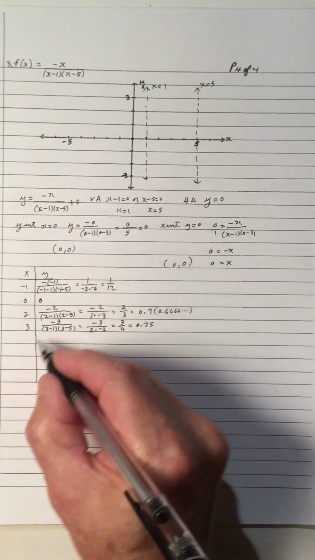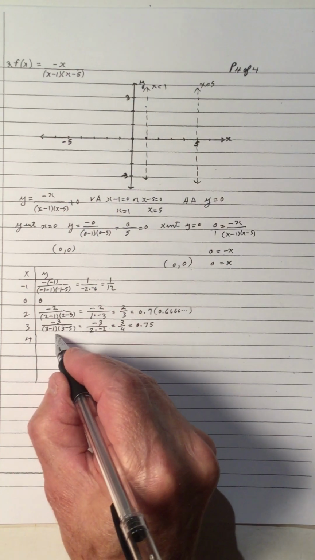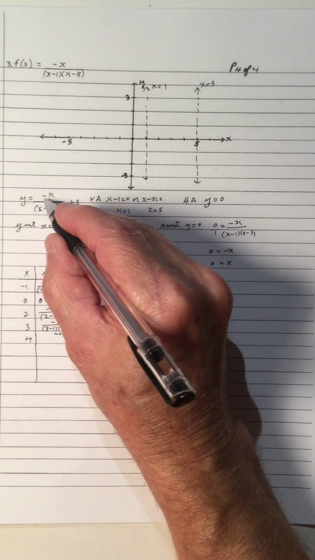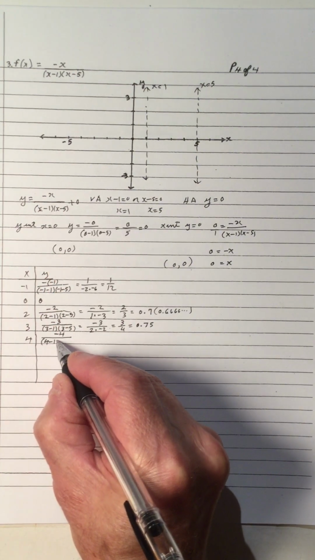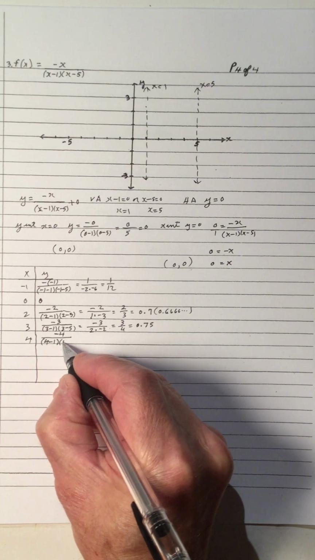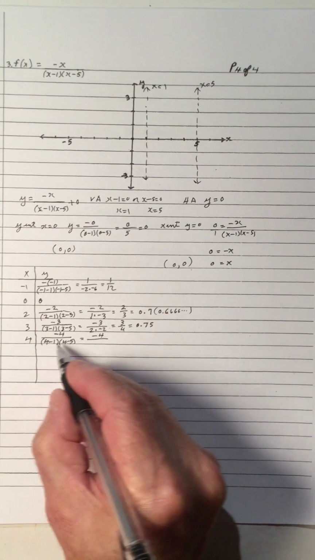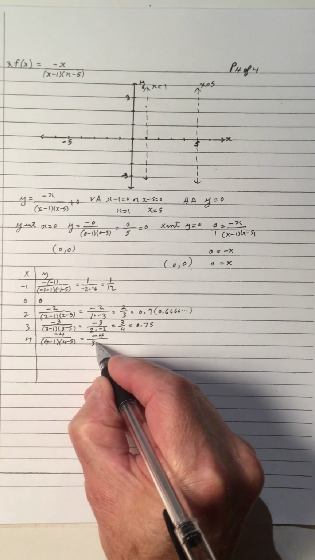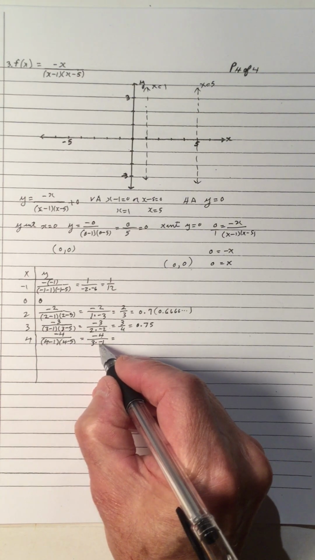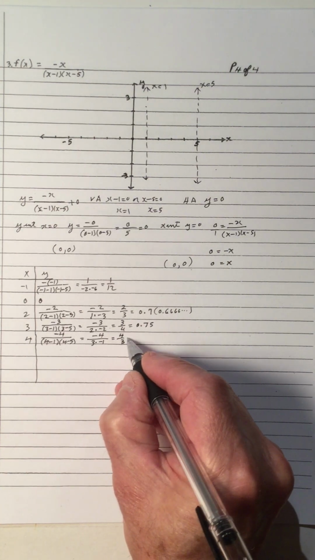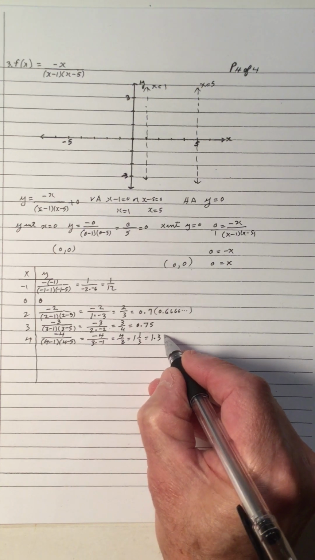Now we try a 4. 4 is here. So put a 4 in, we get minus 4. We have to put a 4 in place of x, so that's negative 4. Put a 4 in, 4 minus 1, and 4 minus 5. So I get a negative 4, 4 minus 1 is 3, and 4 minus 5 is negative 1. Negative 4 over negative 3 is 4 over 3, which is 1 1/3. As a decimal, that's 1.333, etc.